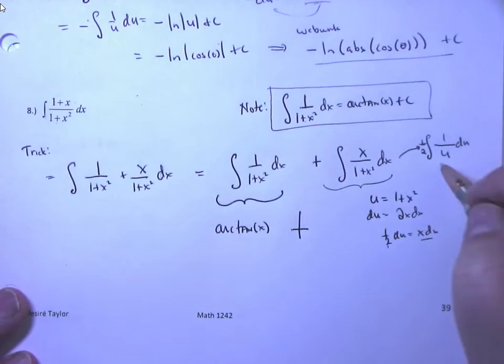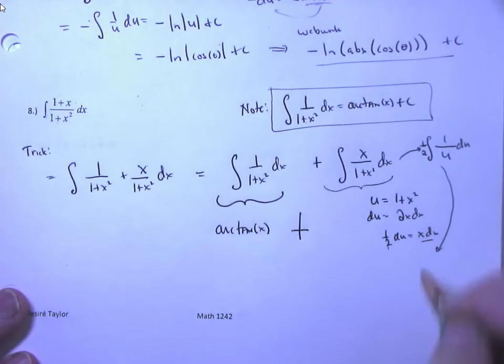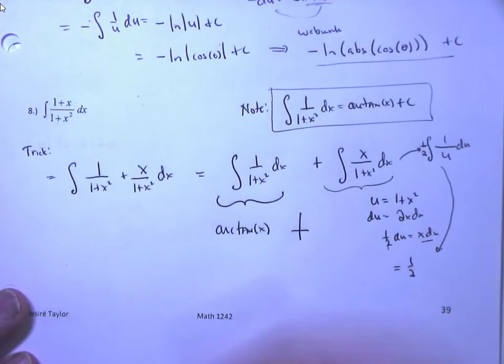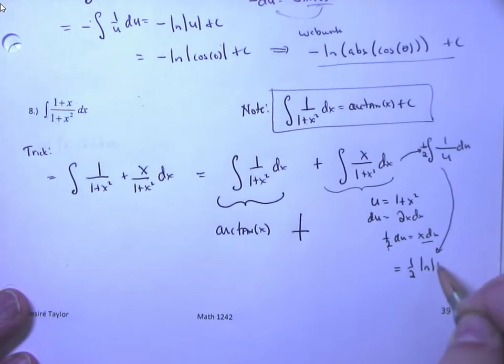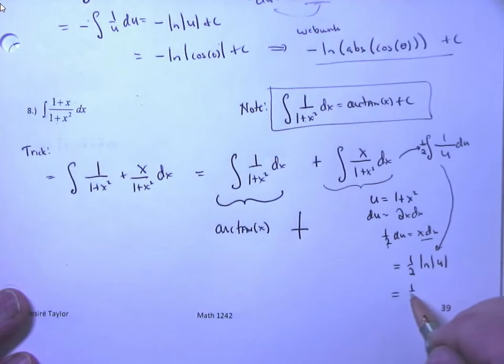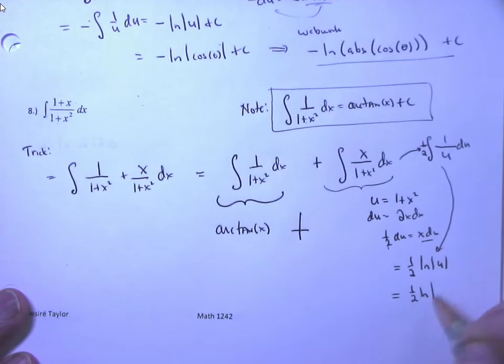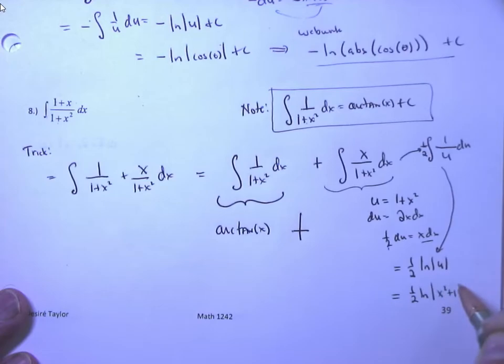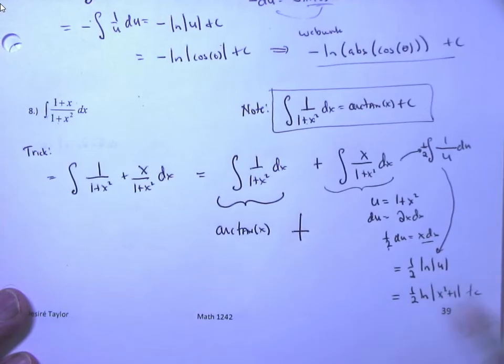So integrating this guy, running out of room down here, this is going to give you 1/2. What's the integral of 1 over u du? Natural log absolute value of u. And then I back substitute, so this is going to be 1/2 the natural log absolute value of u, which is x squared plus 1, and then you get the plus c. So you end up getting this part with this guy.